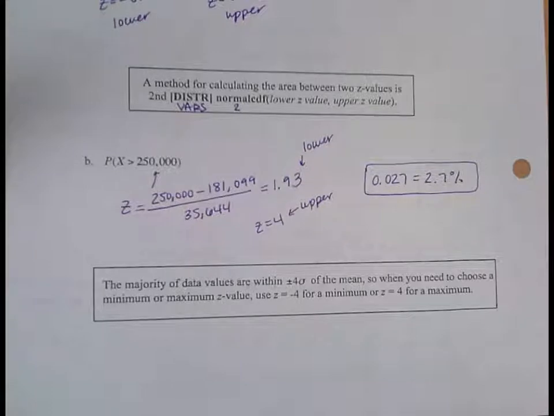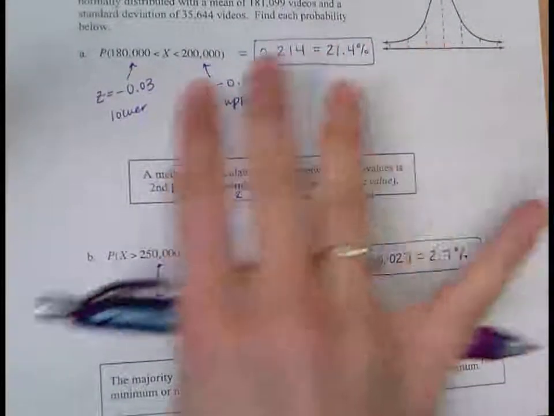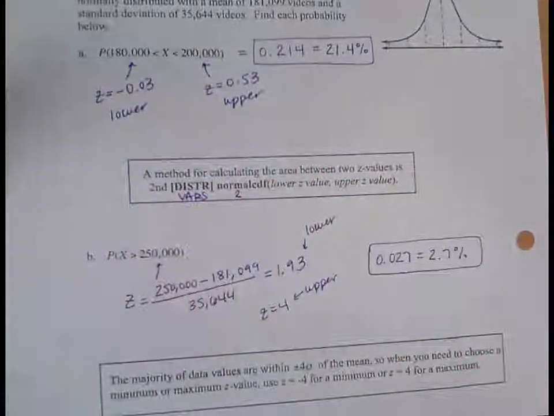Okay, so these are really just about understanding what you need to find. First, fill out your normal distribution, determine if you need z values, and if you do, you have to use the graphing calculator to find that probability.